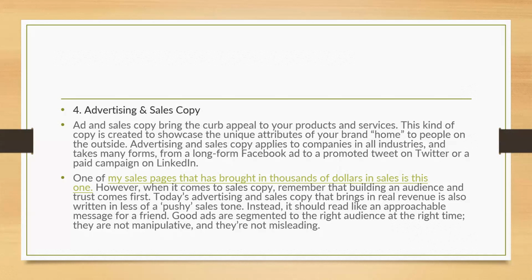So what? Advertising and sales copy. Now this is another type of content, number four. Ad and sales copy bring the card appeal to your products and services. This kind of copy is created to showcase the unique attributes of your brand to people on the outside. Advertising and sales copy applies to companies in all industries and takes many forms, from a long-form Facebook ad to a promoted tweet on Twitter or a paid campaign on LinkedIn. So there are so many ways to advertise your company, your brand, or sales copy.